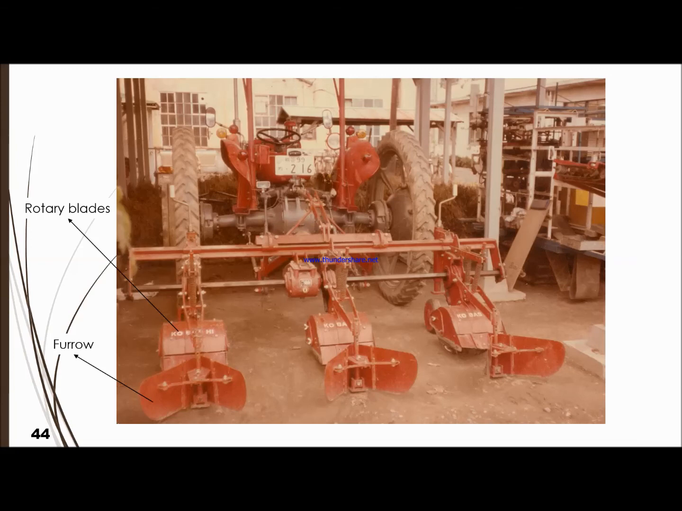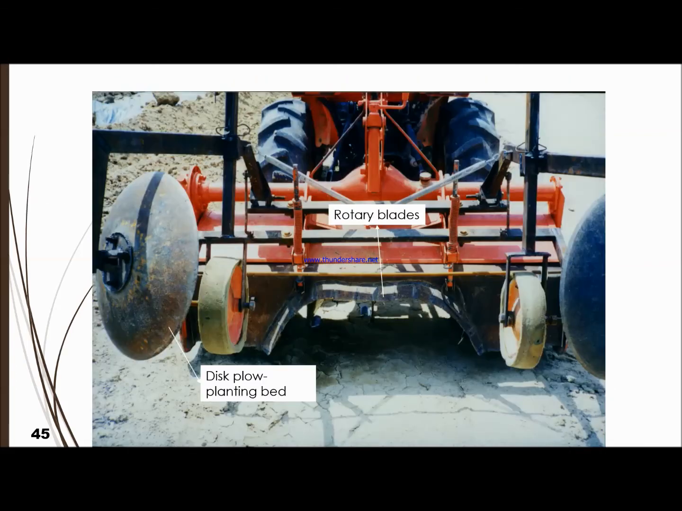And weeding. This is another example of a tillage operation combined with weeding. We have rotary blades and furrow. While the blade is moving forward, you can see the formation of the bed can be done using a furrow. And another example of a rotary blade, in this case, we make a bed. In the class, maybe I have to explain a bit on this, the plow and planting bed.